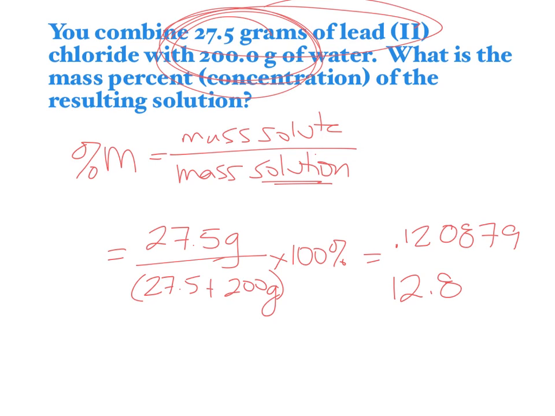And I'm going to stop there because we've got 3 sig figs in our problem. So sorry, not 12.8, oh my god, 12.08. So it's going to be 12.1 if I round, there we go. 12.1% is my final answer. Again, 3 sig figs because 27.5 has 3 sig figs, 200.0 has 4 sig figs. So you've got to go with the least of the 2. So 12.1 is your answer.